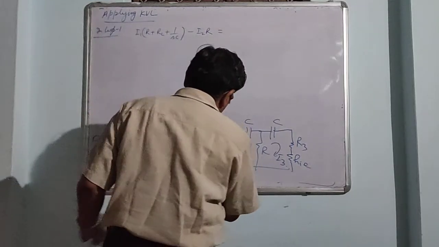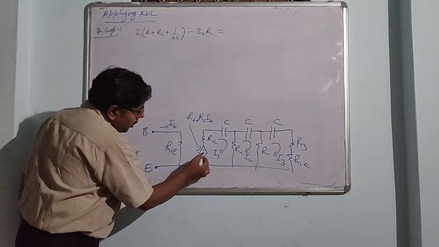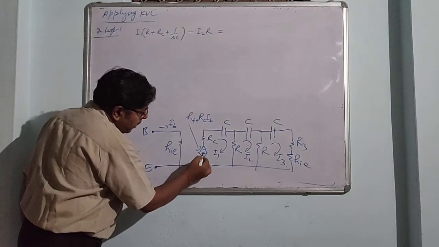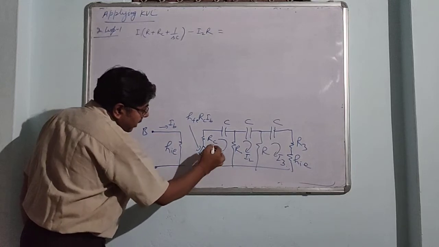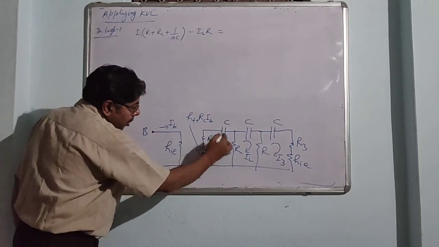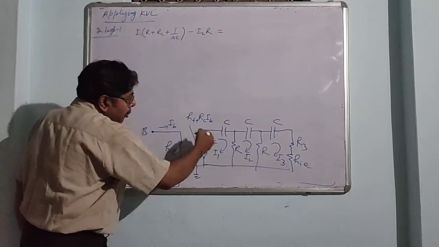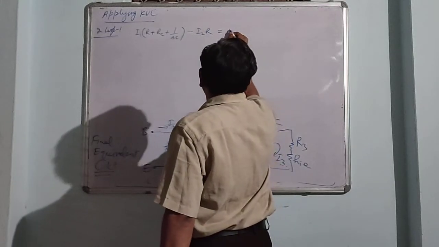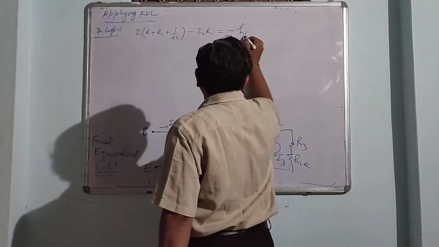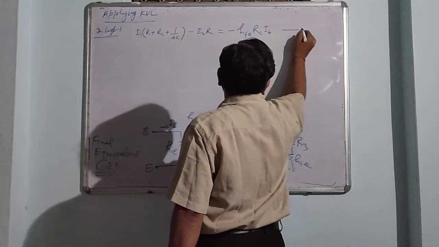Since the reference direction is opposite, this voltage source polarity is plus minus, and this is opposing this current. So we are selecting clockwise current, and this dependent voltage source is opposing this current. So we have minus HFE RC I. So this is the first one.